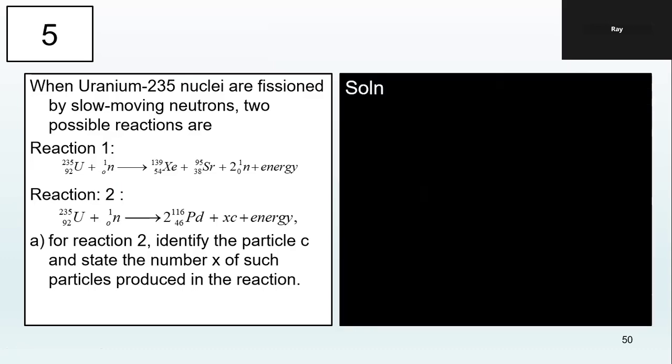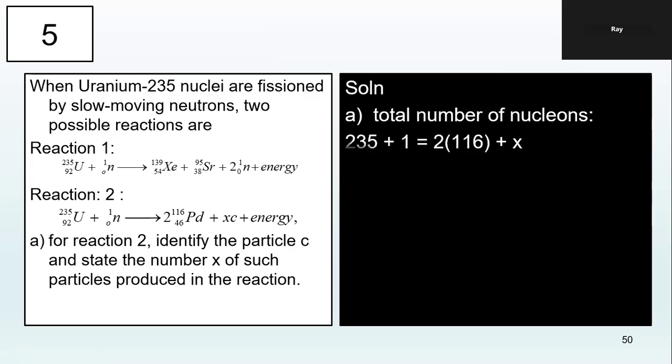Write a nuclear equation. Right. Total number of nucleons. Left-hand side 235 plus 1. This is 2 times 116 plus your X. So X is 4.